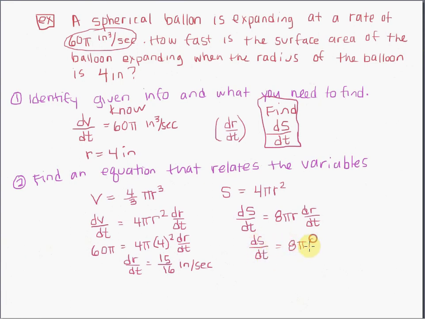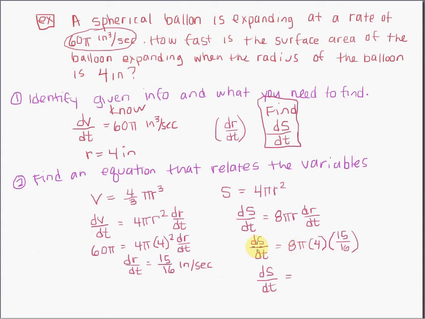Okay, so dS/dt equals 8 pi when r equals the 4 inches. And at that moment, we know that dr/dt is 15/16. So when you plug in all of that information, we get 30 pi inches squared per second. Now remember, why is it inches squared per second? You get inches squared because now that you're dealing with a surface area, it's a two-dimensional measurement.